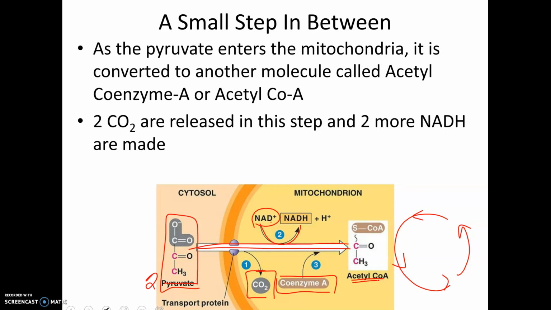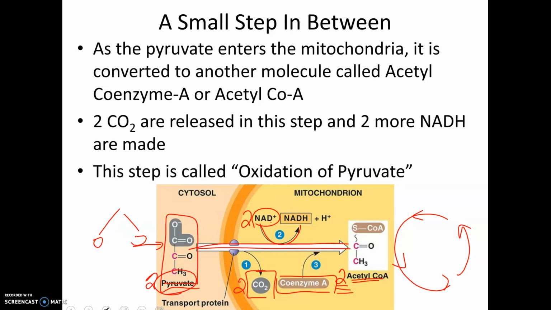2 carbon dioxides are released. You might say, but wait, in the picture I only see 1. But remember, there are 2 pyruvates, so there's 2 carbon dioxides. There's 2 NADHs, and there's 2 acetyl-coenzyme A's that are made. So that is why it's 2, 2, 2, not 1. It's 1 per pyruvate, but we had 2 of these at the end of glycolysis because glucose split into 2.